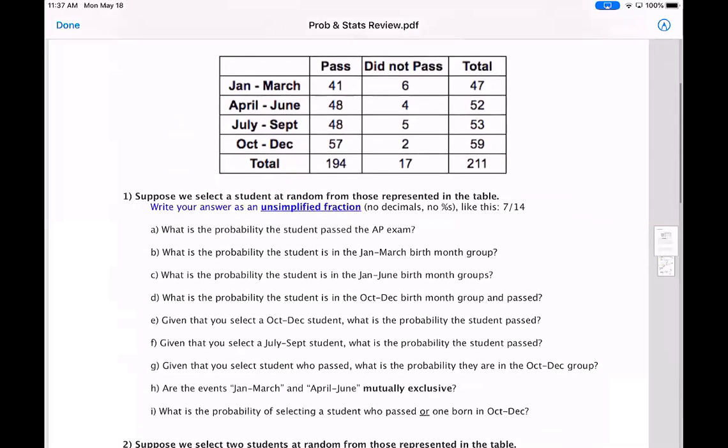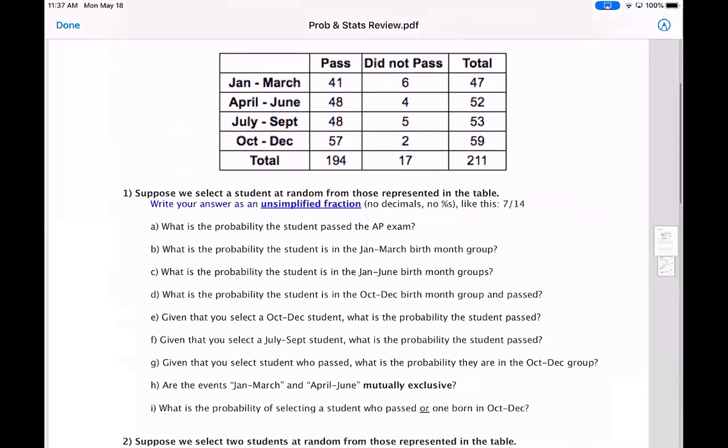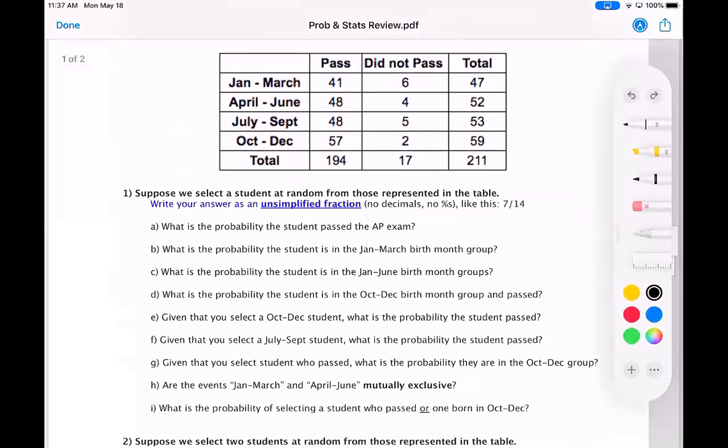So we got that table. Going to answer some probability questions. First, what's the probability the student passed the AP exam? We need to know how many total passed, 194, and how many total took the exam, 211. And as the directions say, you can leave your answer as an unsimplified fraction. So there it is right there.